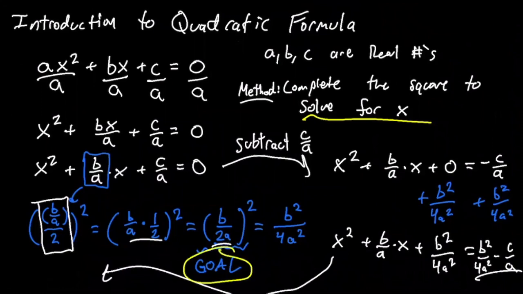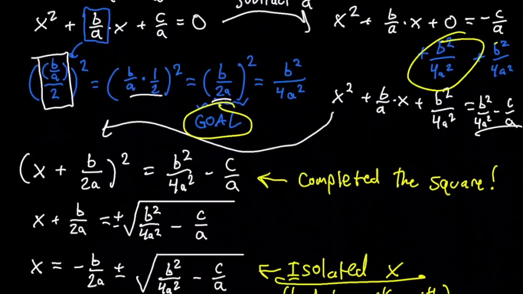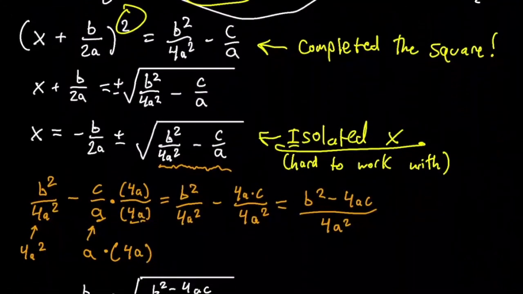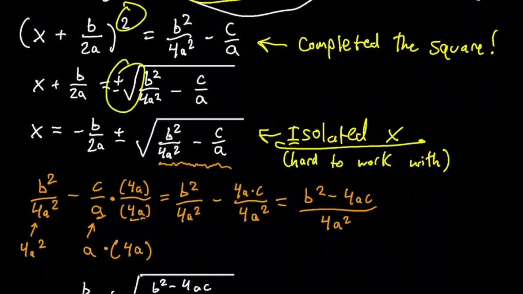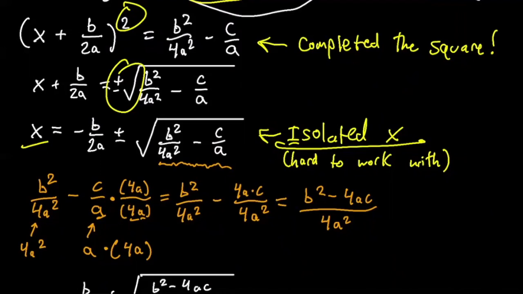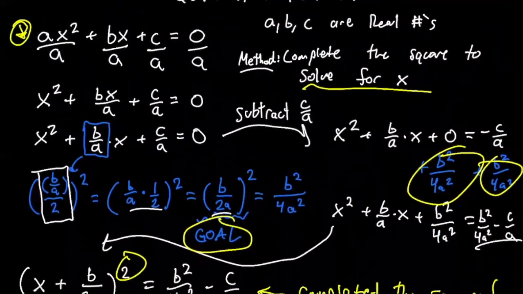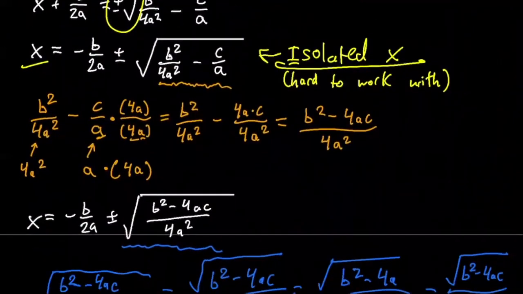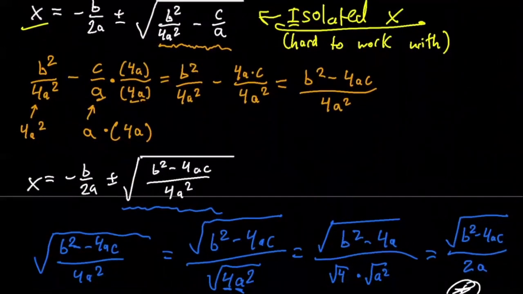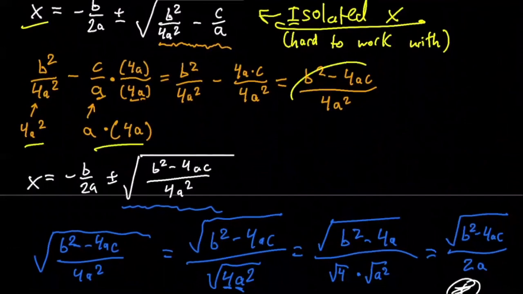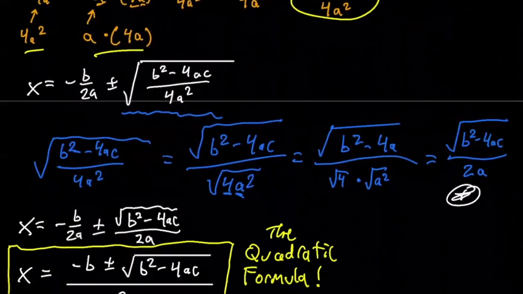So we found our goal. We added that to both sides, ended up with a perfect square, and then took the square root to isolate x. So we just completed the square to isolate x. And again, we started with ax squared plus bx plus c equals 0. And then once we isolated x, we did some simplifying. So we just combined our fractions by finding a common denominator to simplify the inside a little bit, and then took some square roots.